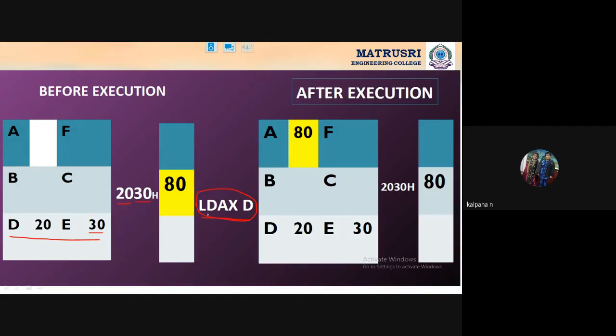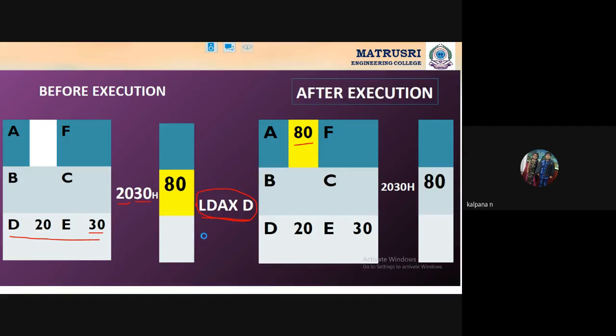Now what is the instruction LDAXD? D we need to see. Here D consists of 20 and E consists of 30. Whatever register we mention here, that register consists of some memory location. D is 20, E is 30, which means 20, 30 is the memory location. Now the processor will search what data is present in this memory location, 80. So 80 will be loaded into the accumulator A. Understand?